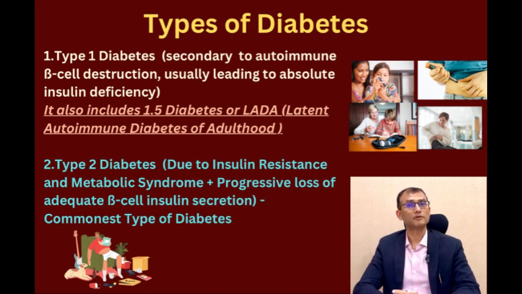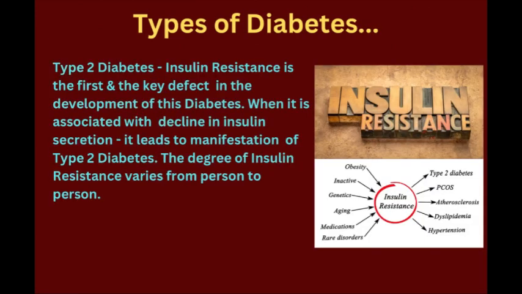And most of these people can be controlled with oral medications, but over a period of time, if they are not getting control with oral medications, they may require injectable therapy. Insulin resistance is the first and the key defect in the development of type 2 diabetes. When it is associated with decline in insulin secretion, it leads to manifestation of type 2 diabetes. The degree of insulin resistance varies from person to person. And in this diagram, you can see the different factors which can lead to insulin resistance, like obesity, inactivity, family history, aging, and some medications.